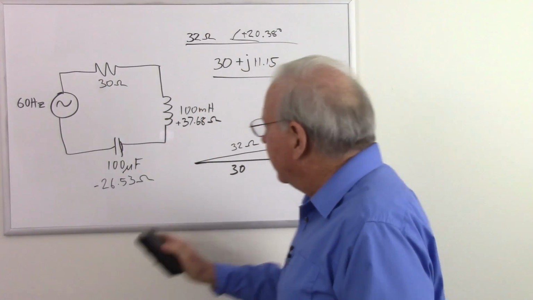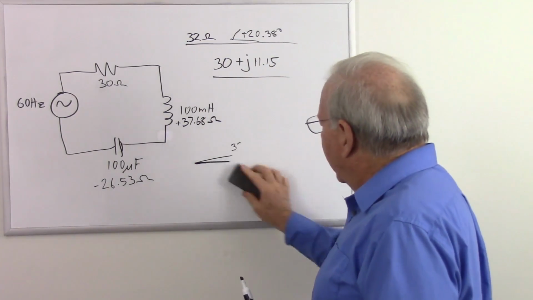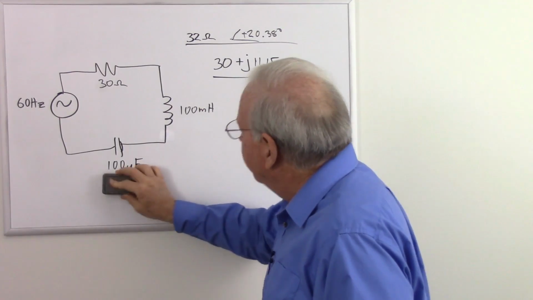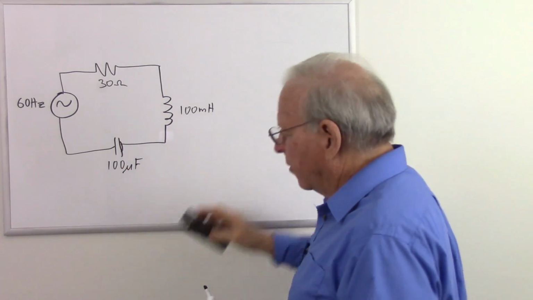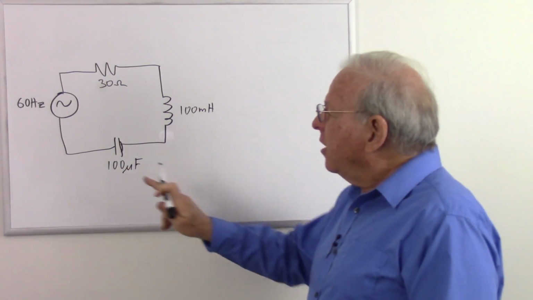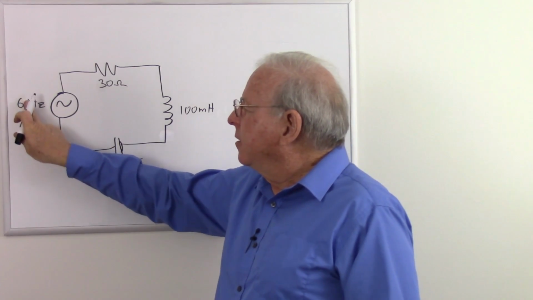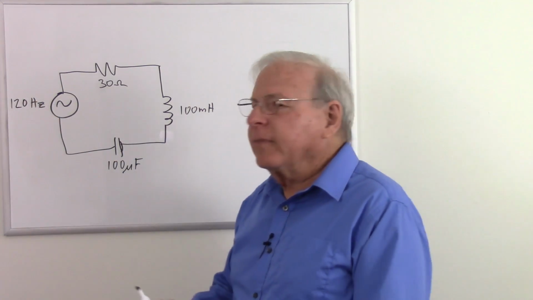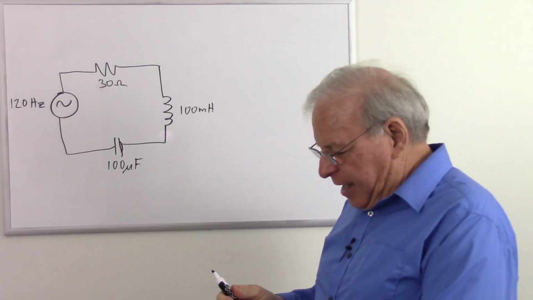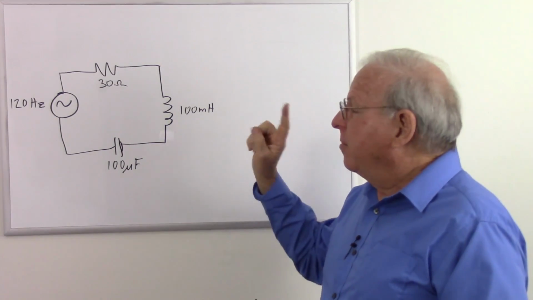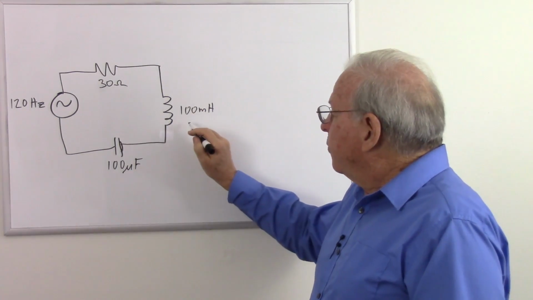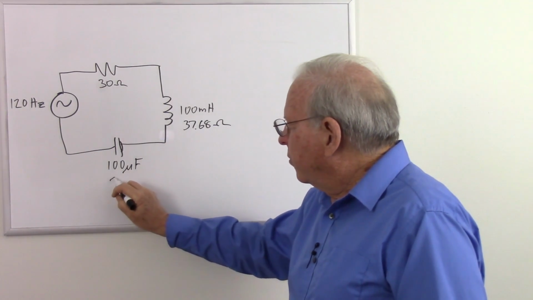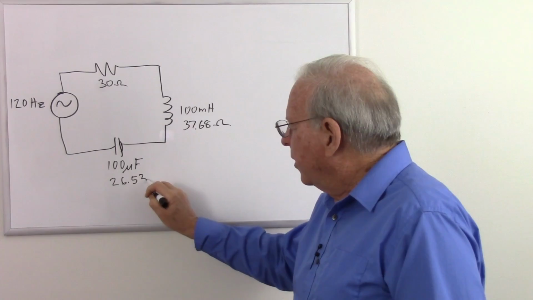So what happens if we make a change to this circuit? I'm just going to change the frequency and see what happens. Let's get rid of our numbers. Let's change this to, let's double it, 120 hertz. So what's going to happen? Well, I'm going to go through the calculations, but we could fake it, because this was 37.68 ohms. This was 26.53 ohms.